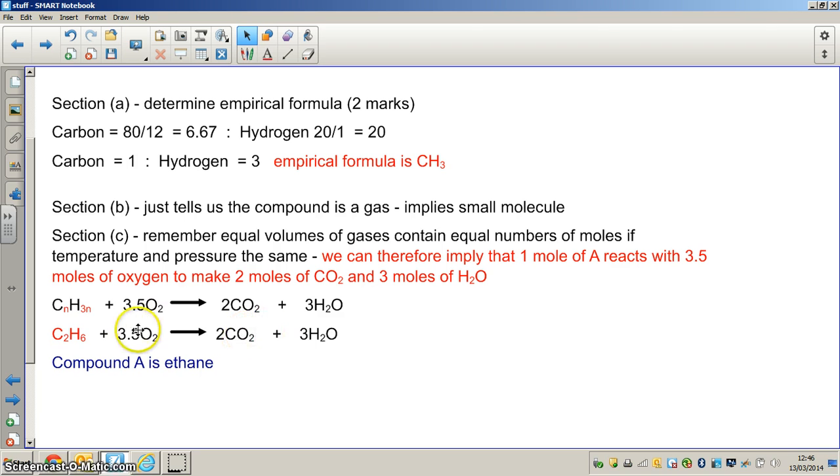And I've missed the state symbols out here, so if we wanted to be more pedantic, we could have C2H6 gas plus 3.5 O2 gas makes 2 CO2 gas and 3 H2O liquid. And that is compound A identified.